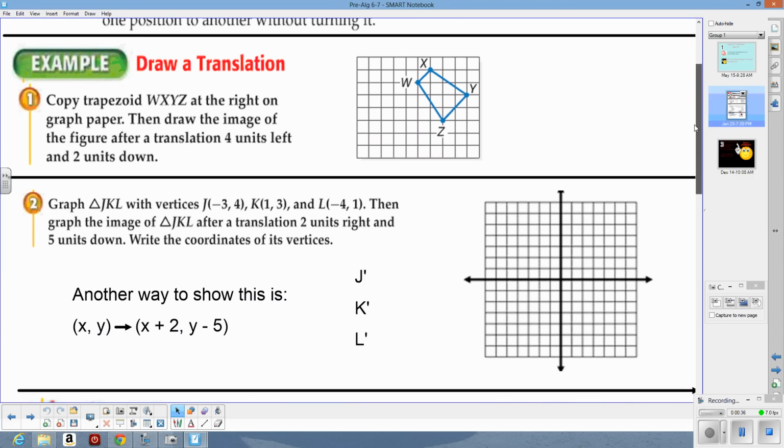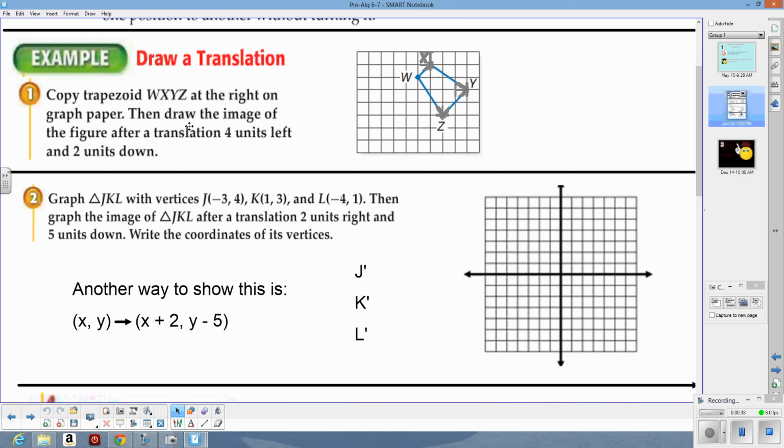In example 1, we want to draw the image of trapezoid WXYZ after a translation 4 units left and 2 units down. So you're going to want to take your pencil and place it on each one of the vertices and move it 4 units left and 2 units down. So I'm going to start with W, and I'm going to move W 4 units left, 1, 2, 3, 4, and then 2 units down, and name that W prime.